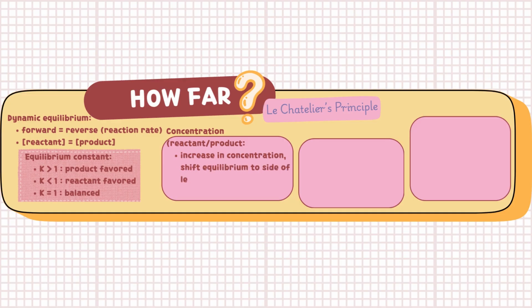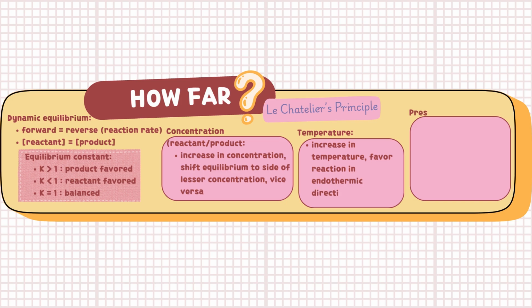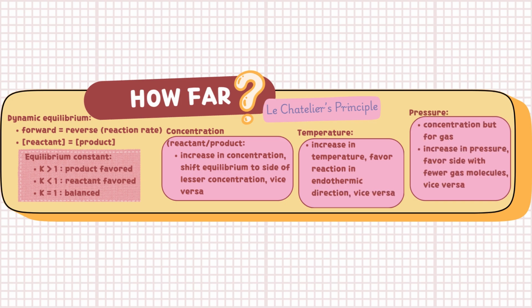The equilibrium constant, K, tells us the extent of the reaction. K greater than 1 means products are favored. K less than 1 means reactants are favored.